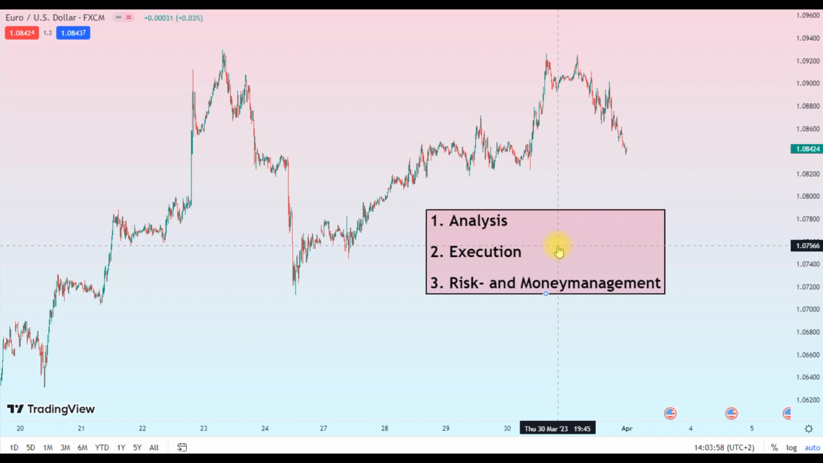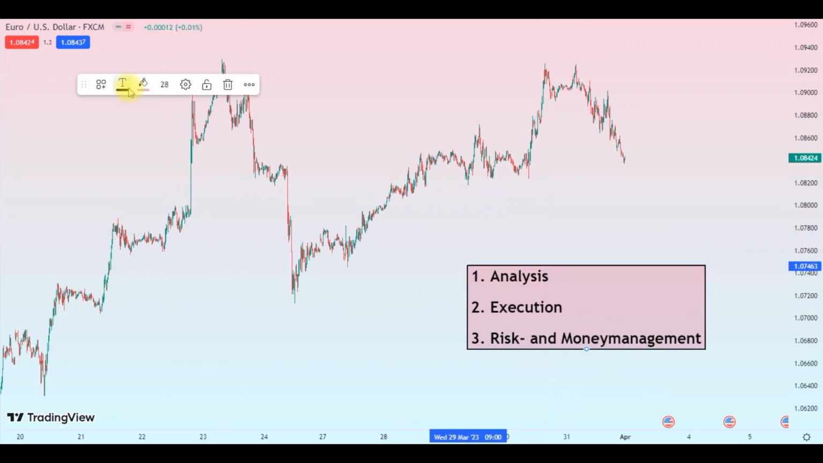And the third one is the risk and money management. Also really important, to always be in control of your risk and your money. And we will go through different concepts of what makes it easy to stay in control of it. Let's take a look at the chart. First, we're going to start with the analysis.